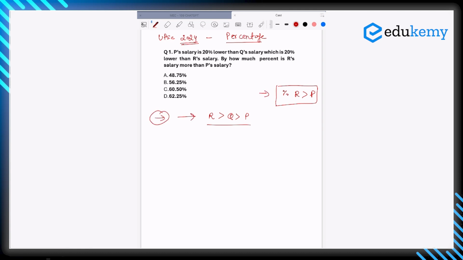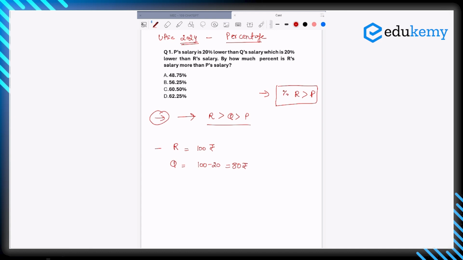We have written it as an equation, as it is given. P salary is 20% lower than the Q salary, which is 20% lower than the R salary. So this is the question here. Let's consider the R salary is equal to 100 rupee. Then the Q salary is 20% less than the R salary, so 100 minus 20, it's 80 rupee, the salary of Q.